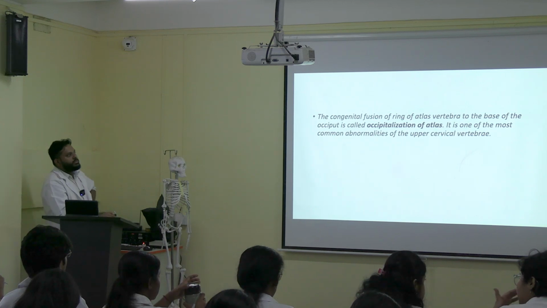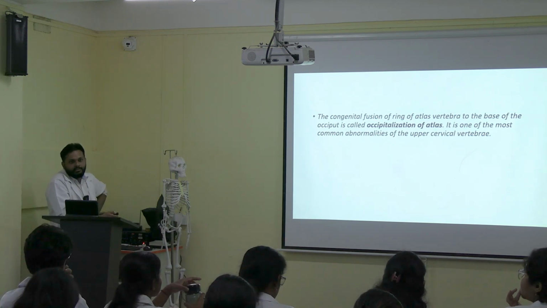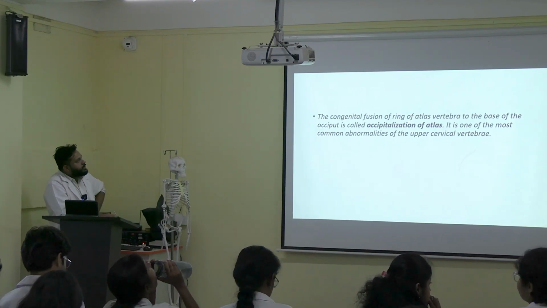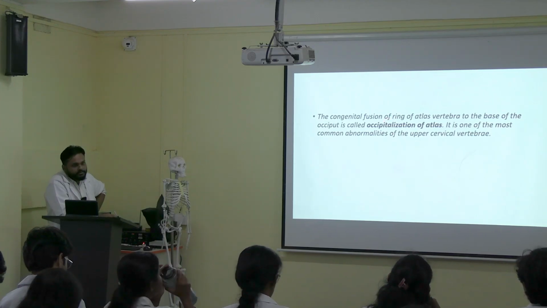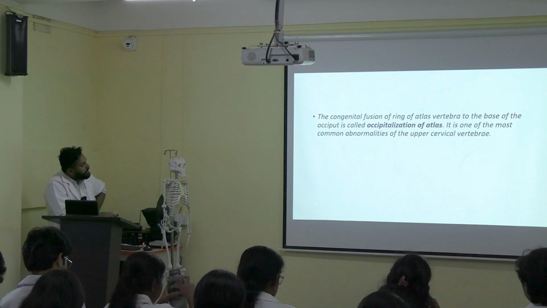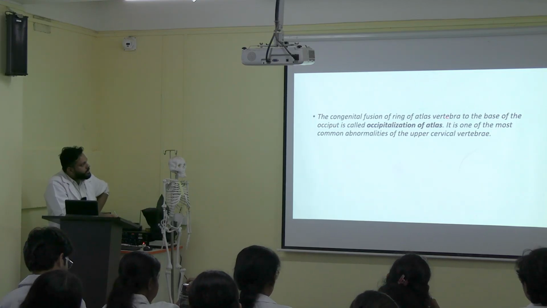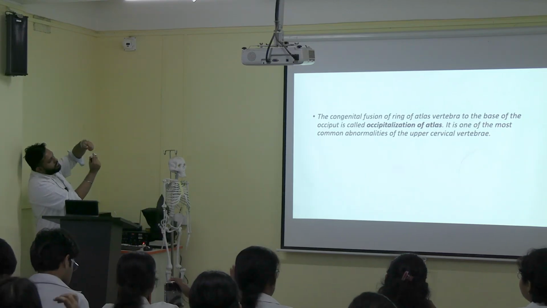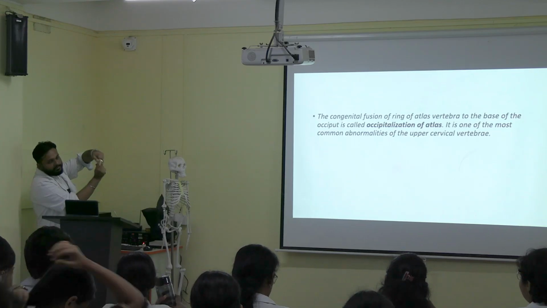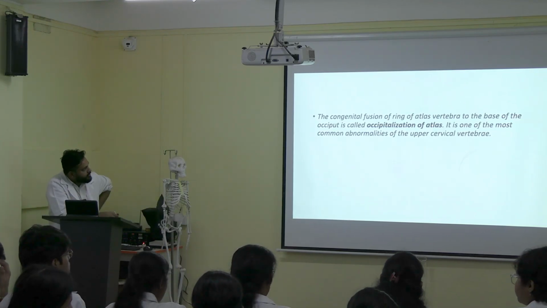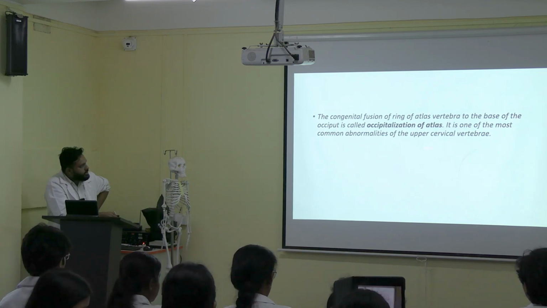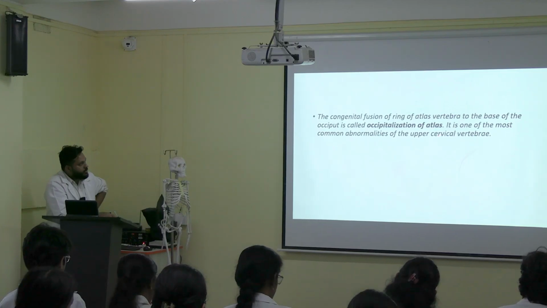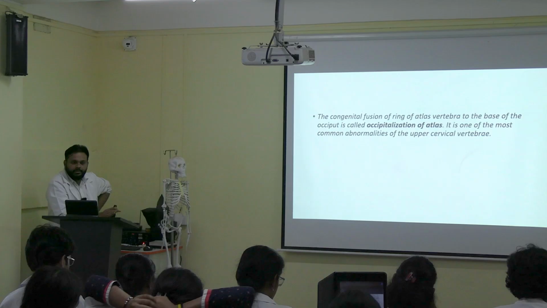There is something known as occipitalization of atlas. This is a clinical term. Occipitalization means which bones? Occiput and atlas. It is the congenital fusion of the ring of the atlas vertebra to the base of the occiput. This ring gets fused with the base of the occiput. It is one of the commonest abnormalities of the upper cervical vertebrae.